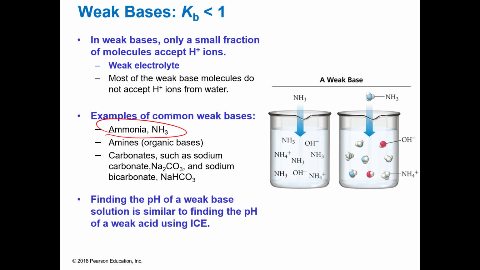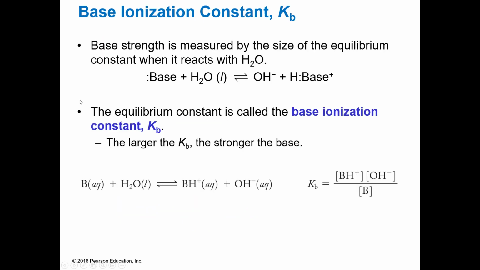Ammonia is one you see a lot, NH3. And then an amine means it has nitrogens in it. That's an organic base, carbonates, things like that, okay? Really, the only one we see that's not organic typically is the ammonia. It's kind of like the poster child there. Finding the pH of that is the same as we did before using the ICE table, if you recall.